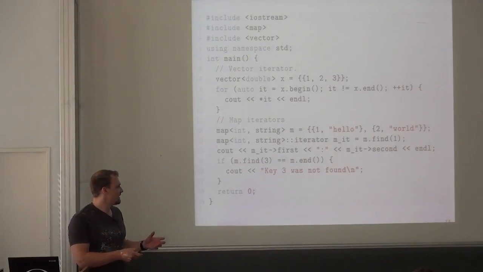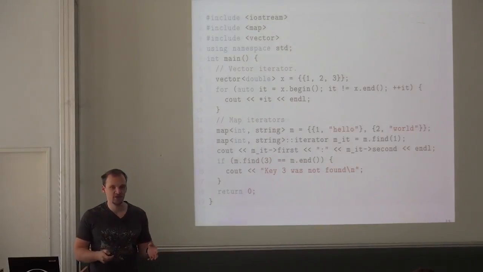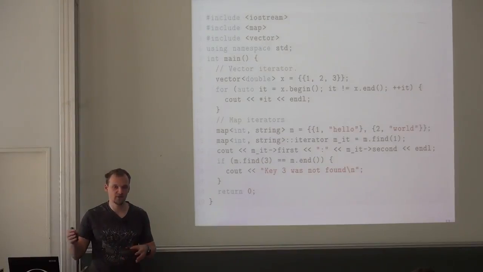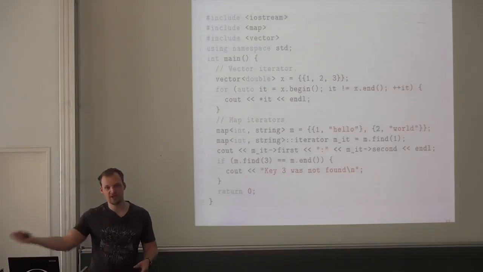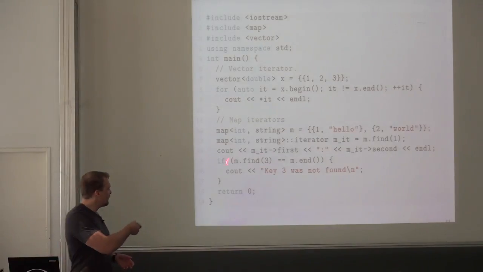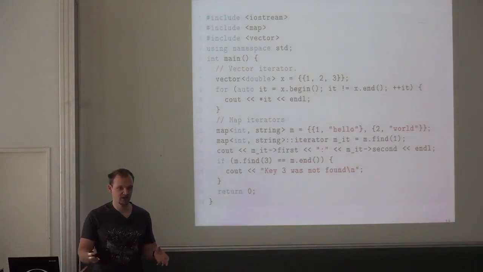And if it doesn't find an element, so if I now try to search for key 3, it will actually return me the end iterator. And that's what the end iterator is usually used for. It's kind of used as an invalid value. So when I try to search for something, it says, yeah, look, I found it, but it's an end. And it means that it's not there. So if I compare my find 3 to end, I will actually make sure that it's not there.